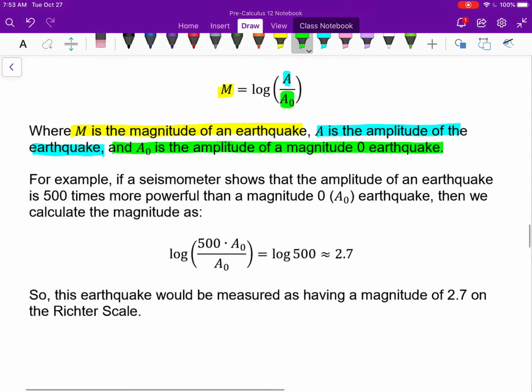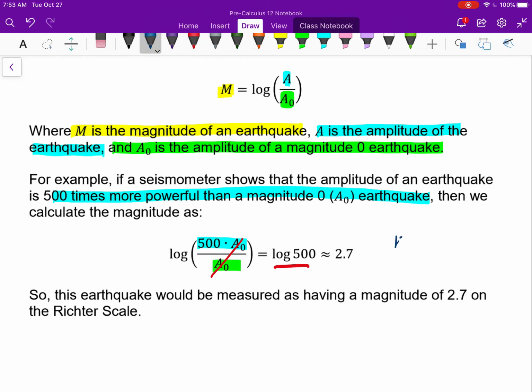First, though, let me show you how to calculate this, for example. If a seismometer shows that there's an earthquake that is 500 times more powerful than the magnitude 0 earthquake, well, we'd find the magnitude by first realizing the earthquake we're looking at is 500 times A naught, divided by A naught. But again, notice these A naughts actually cancel out. So in the end, all that really matters is that this earthquake was 500 times more powerful than A naught. And so all that really matters is the log base 10 of 500, which is about 2.7 using a calculator.